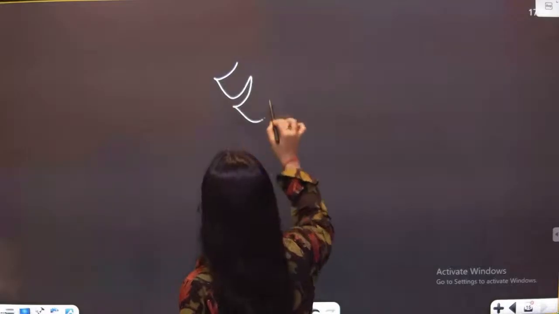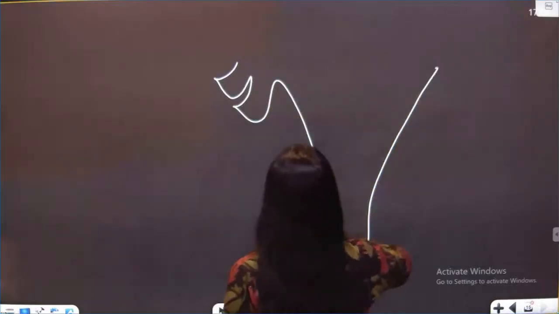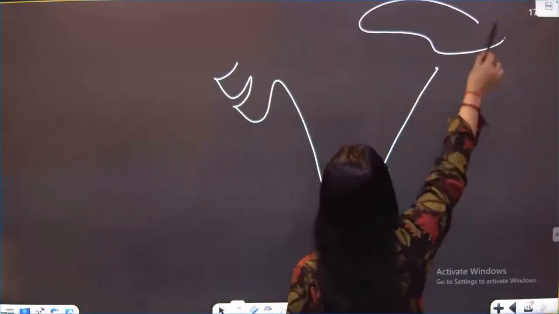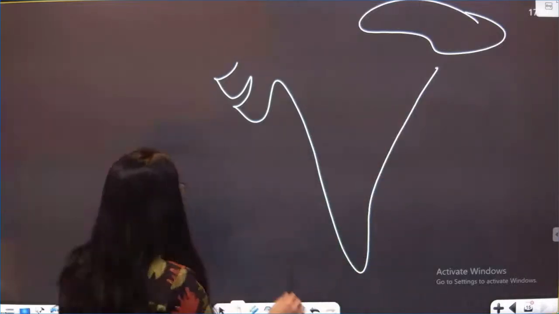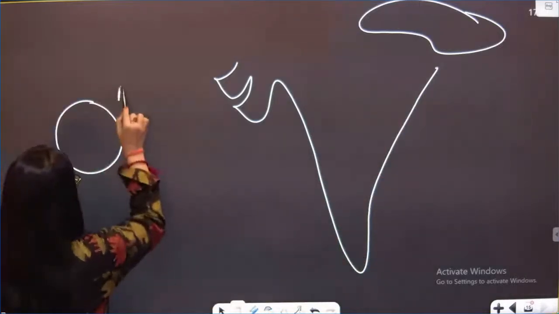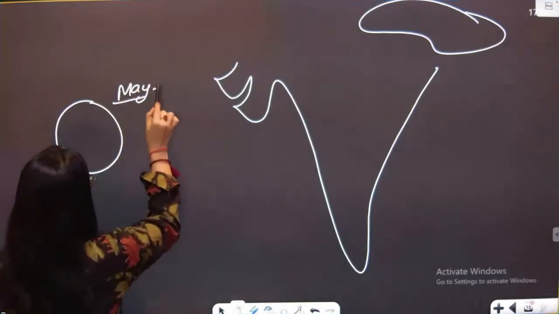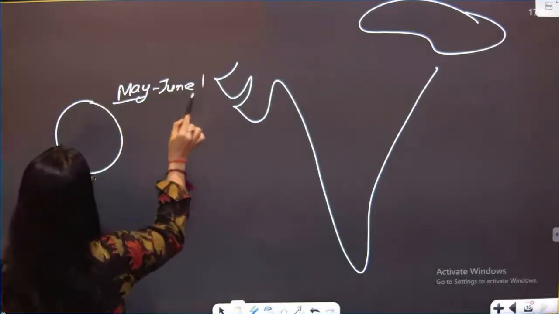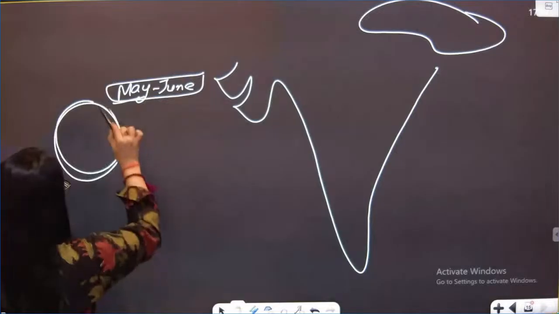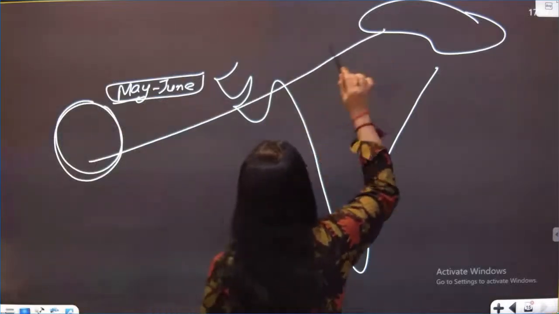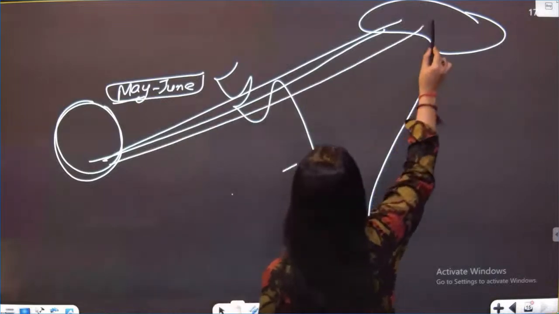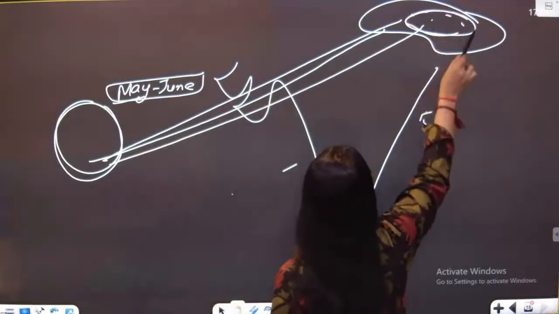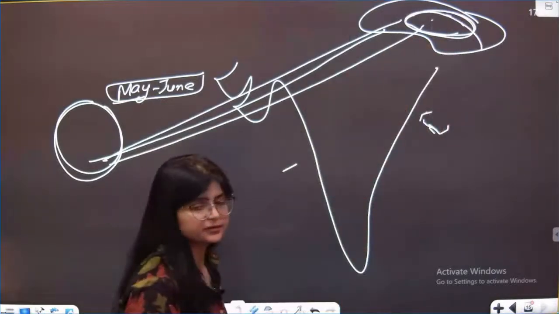What will happen here? See, India, right? And here is your Tibet. Now in the month of June, or you can call it to be precisely May, between May and June, the sun is directly over the head, right? And it is heating which area? It is heating this part, right? It is heating this part.